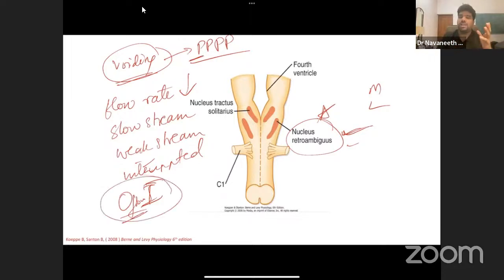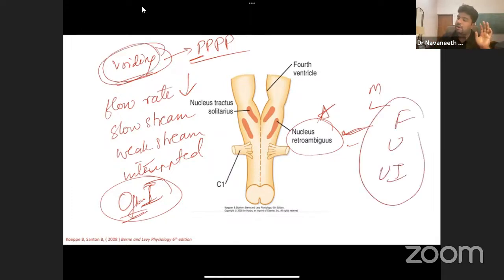Okay, so overflow incontinence and stream problems, interrupted and poor stream, are basically part of voiding disorder. So this is a voiding disorder. Frequency, urgency, urge incontinence is a type of storage disorder. So the entire bladder problems can be due to storage problems or voiding problems or both. That's very important for you to understand. That's the physiology. And all of these put together are called LUTS, which is lower urinary tract symptoms.